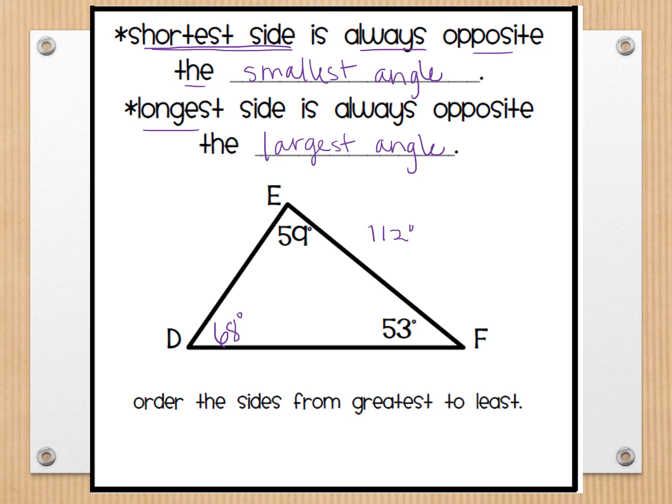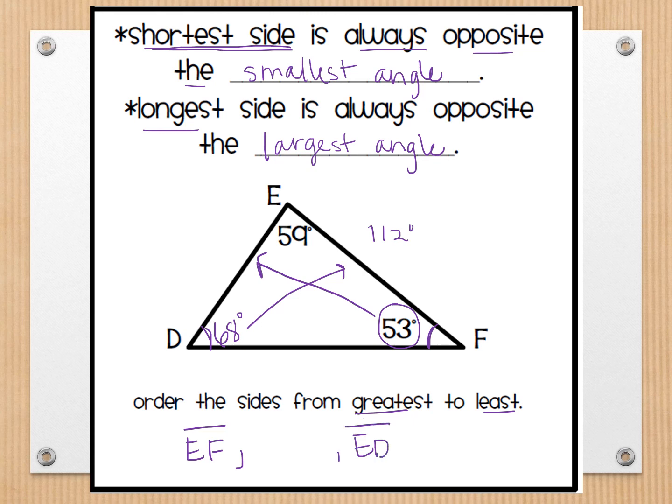So with that being said, we want to label the sides from greatest to least. So we have to find my biggest angle in my triangle. The biggest angle is angle D. The side across from angle D would be the side EF. So that would have to be my longest side because it's across from my largest angle. Okay. Then if we wanted to find the smallest, the smallest angle would be this angle of 53, which is F. So the smallest side would have to be the side ED. So that would have to be the smallest side.